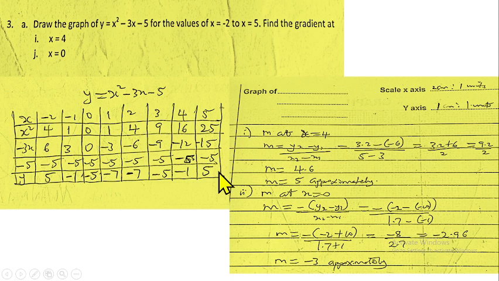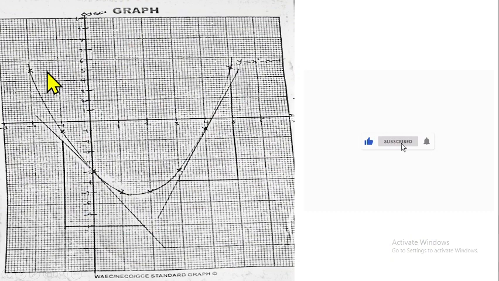Then when you get that, you now draw the graph by choosing a suitable scale for your graph. In this case, we chose 2 centimeters to represent 1 unit on the x axis and 1 centimeter to represent 1 unit on the y axis. And if you draw the graph based on what you have in this table, you have this graph like this. This is the curve.